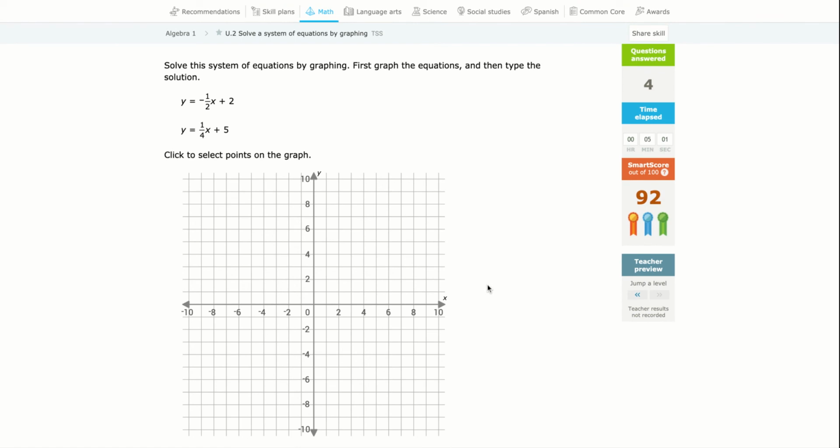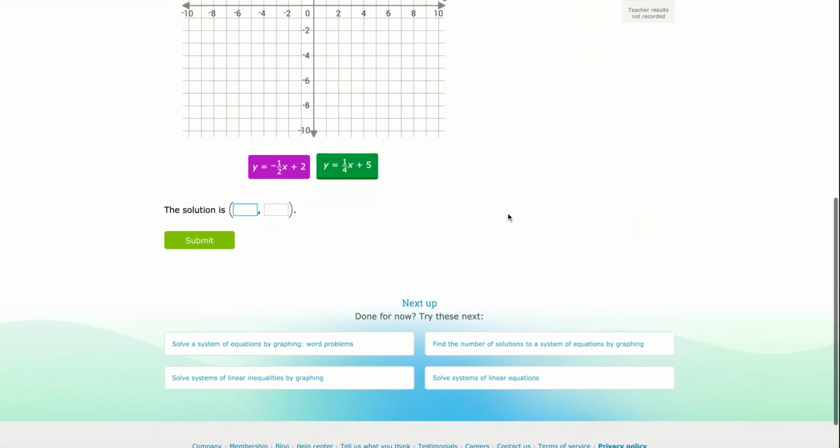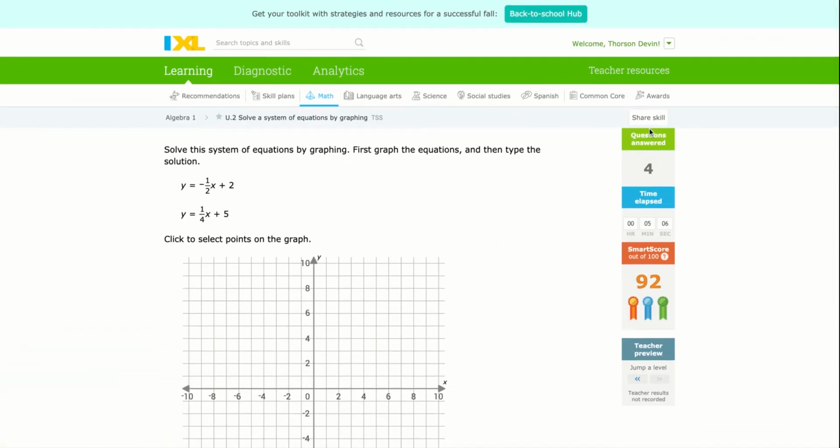Yep, so it shouldn't be any harder than that. If you have any questions on how to do this, please bring them to class.